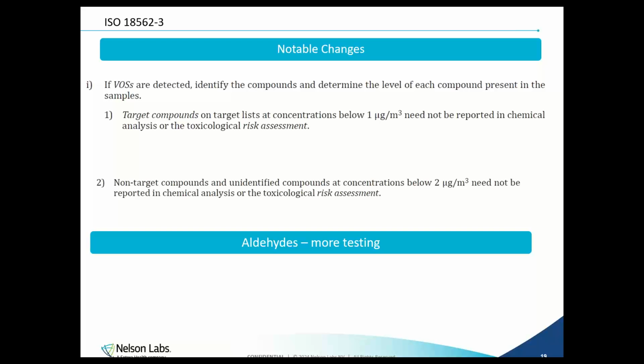As for the notable changes for ISO 18562-3, this includes some of my favorite changes in this battery of standards. Within and accepted by the FDA, it states that if VOSs are detected at compounds below 1 microgram per meter cubed for targeted or 2 microgram per meter cubed for non-targeted compounds, they do not need to be reported or even assessed within the toxicological risk assessment. This cuts down on the amount of time the analytical chemist has to spend identifying peaks and cuts down the toxicologist's amount of work needed to find relevant toxicological information.